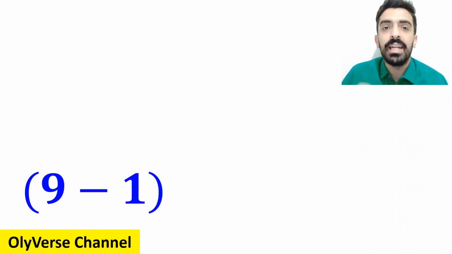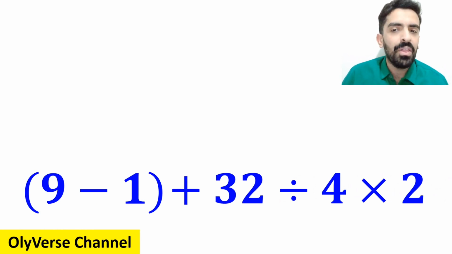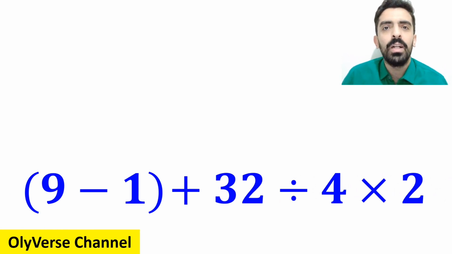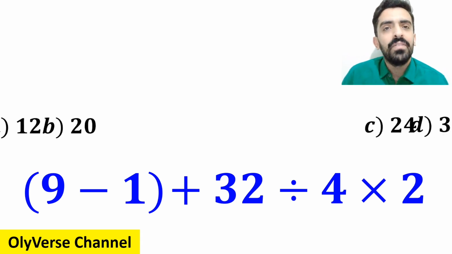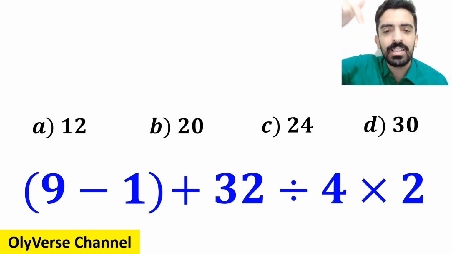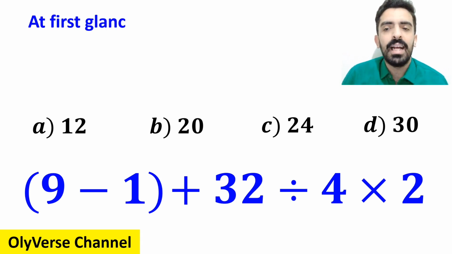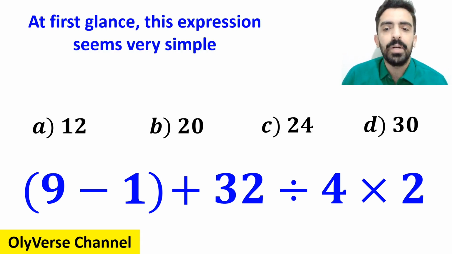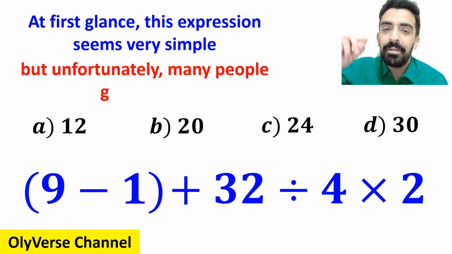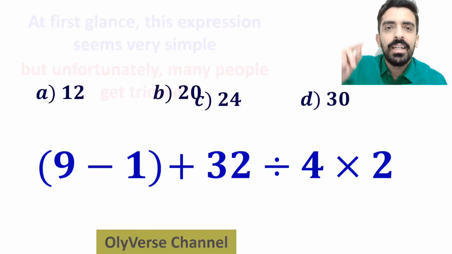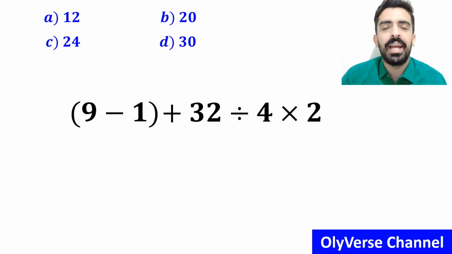What is the value of the expression (9 - 1) + 32 ÷ 4 × 2? Which option do you think is the correct answer to this question? At first glance, this expression seems very simple, but unfortunately, many people get it wrong. Let's take a closer look and solve it together.